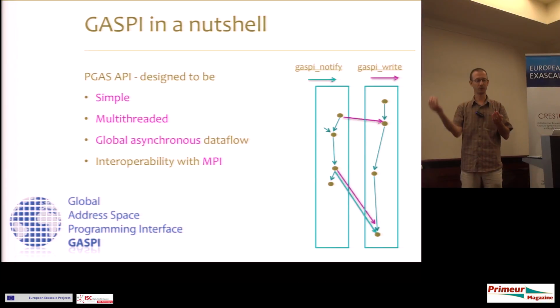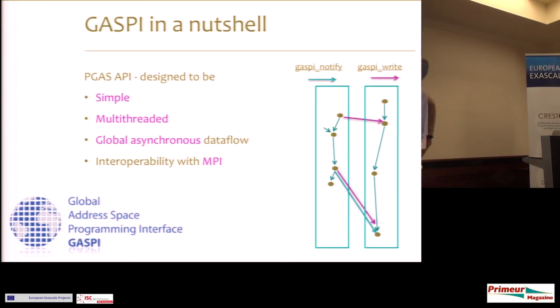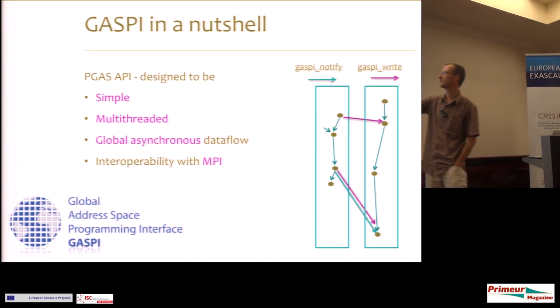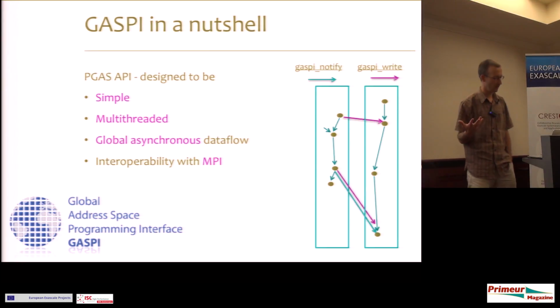And then there's the equivalent function on the receiving side that can wait for the notification. So you have a write, a notification, and a wait for notification. That's basically all you need, and GASPI is designed to be very simple. It's thread safe, so you can do thread-to-thread communication. You can have multiple GASPI communications going on from different threads. It's, as I said, globally asynchronous. And one of the nice things really is that it's interoperable with MPI.